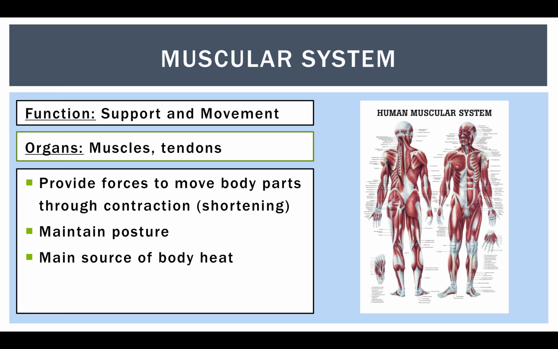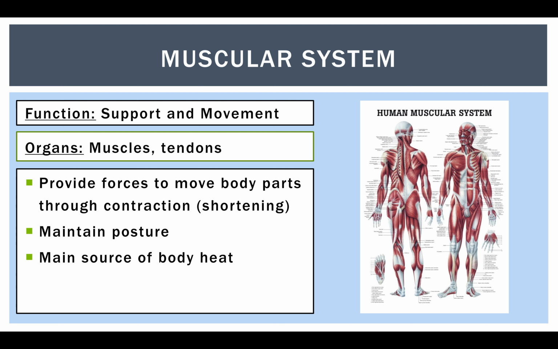Next, we have the muscular system. The muscular system is made up of the skeletal muscles and tendons. Tendons connect the muscle to the bone. And the muscular system, through the muscles, is what actually provides forces to move the body parts through contracting or shortening these muscles. We'll go into detail of how these muscles actually go through that contraction process, but for now, just know that the muscles pull on the bones, which is what moves the bones in the body.